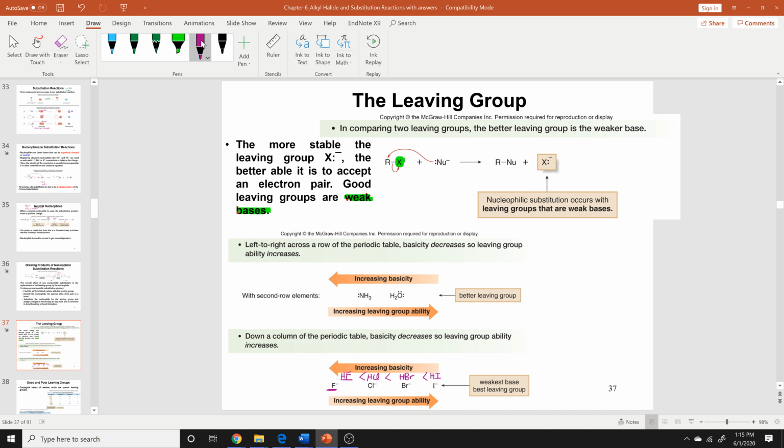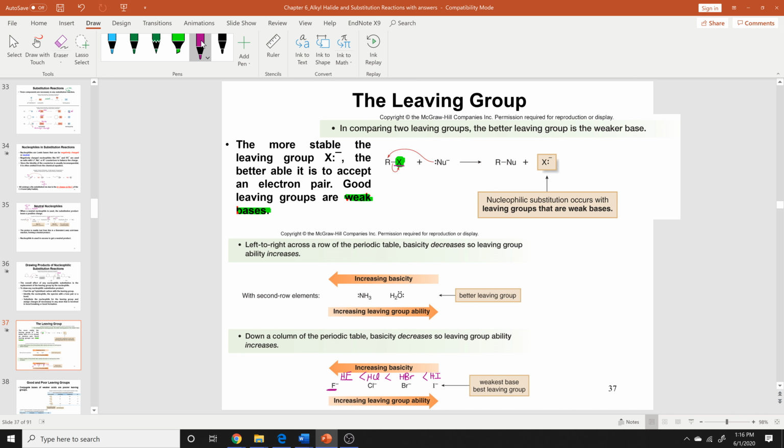So I know in this case that water is going to be less basic than NH3. So water is going to be a better leaving group than NH3 in this case. Remember, leaving groups have to be weak bases. In this chapter, we are limited to X being any of these halogens.